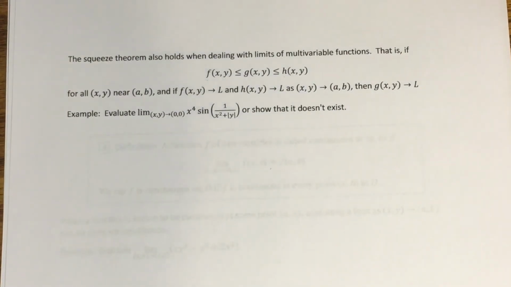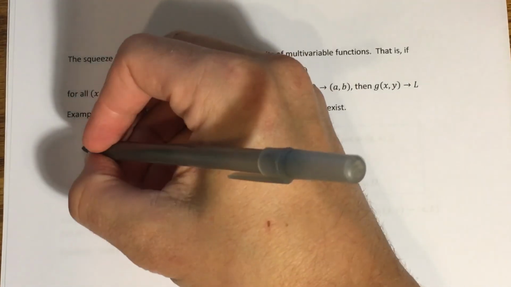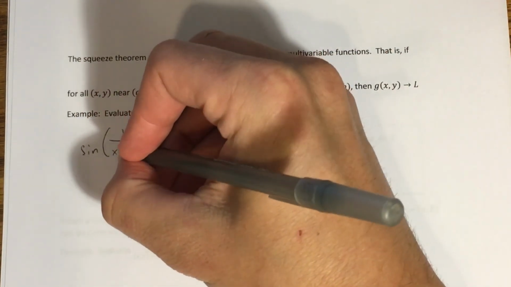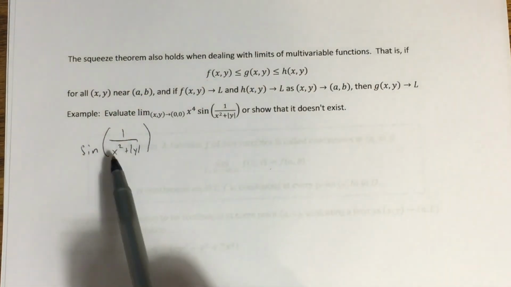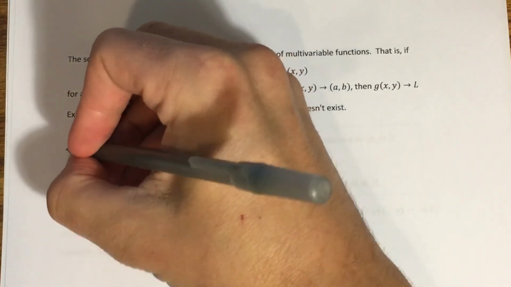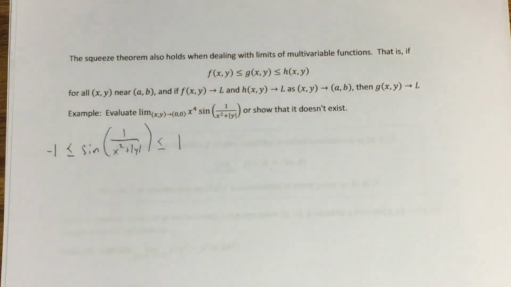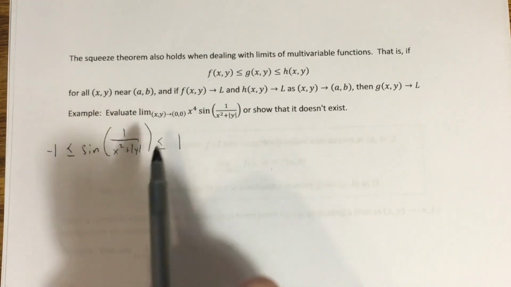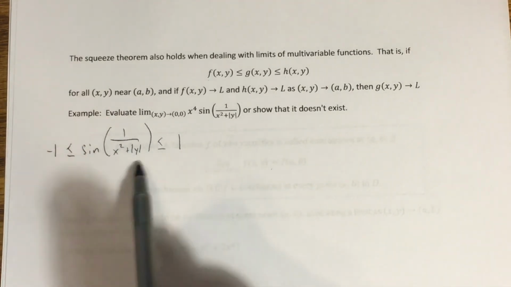Well, let's see. If I were to start by focusing on this part of the function right here, sine of 1 over (x squared plus the absolute value of y). Regardless of what I plug in for x and y, this thing is always going to be between -1 and +1 because that's the range of the sine function. For any value of x and y that I plug in here, as long as this isn't a 0 and undefined, I always get numbers between -1 and +1 after taking the sine of this thing.